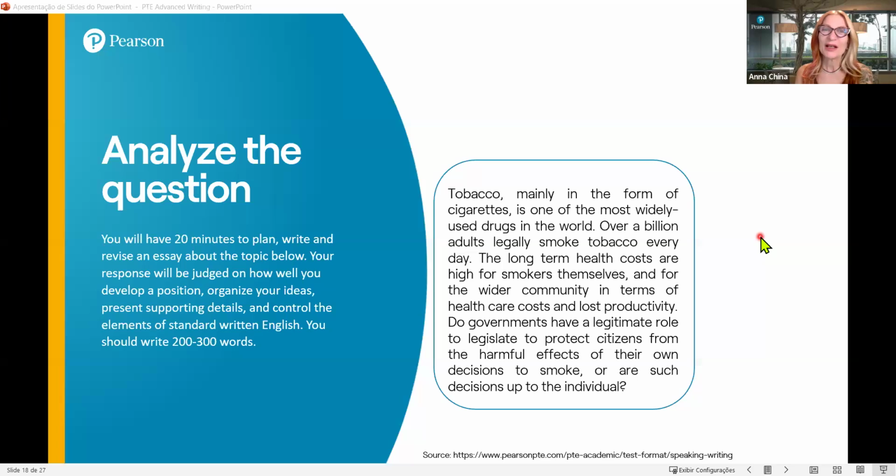Let's do one together. So this is the prompt. Can you identify the main topic of this prompt? So I think it's kind of clear that we're dealing with tobacco, cigarettes, right? And not really, okay, not really drugs, maybe tobacco. But in fact, I feel that the main topic here is smoking, right?